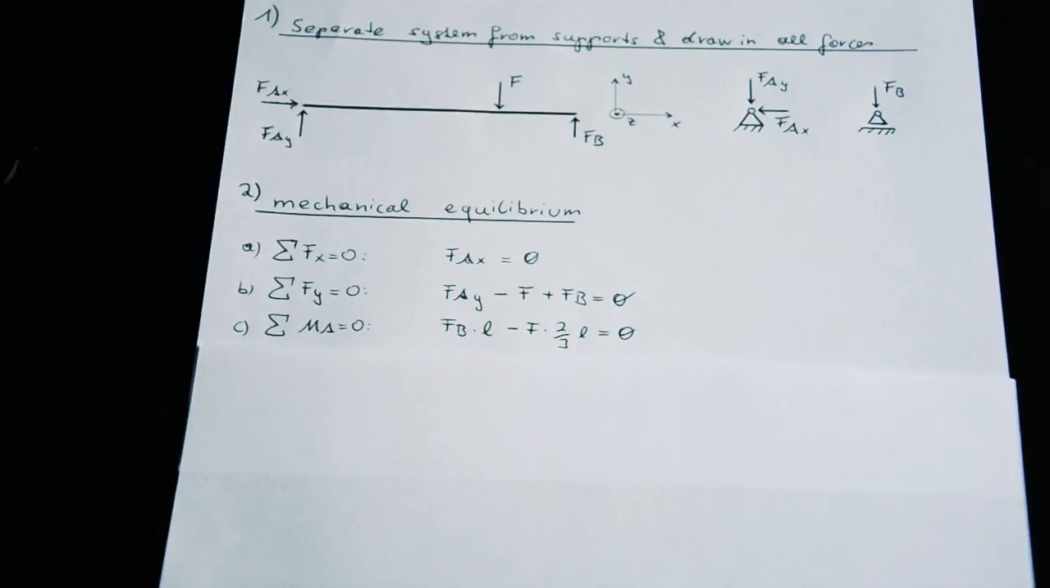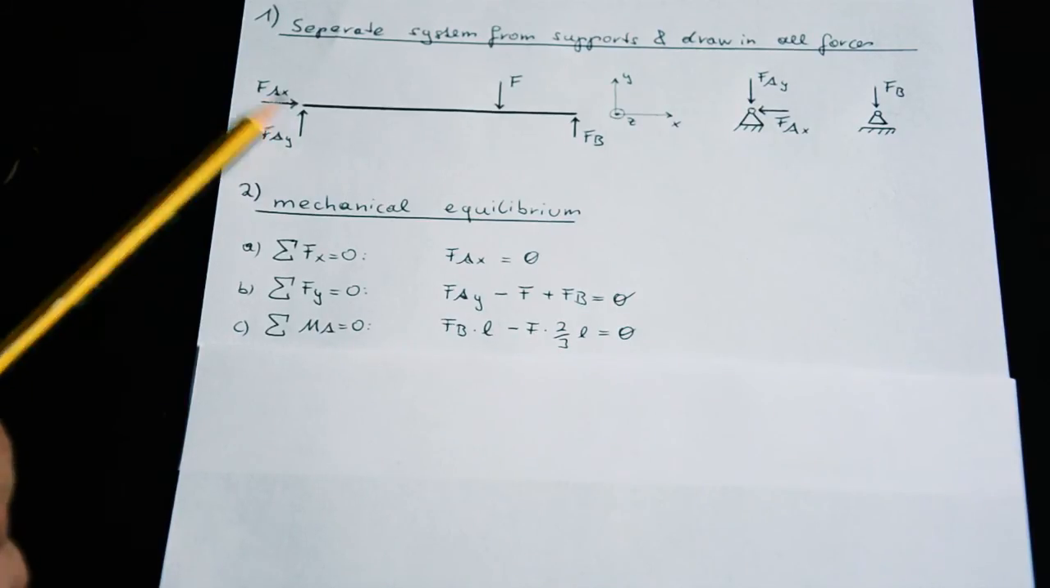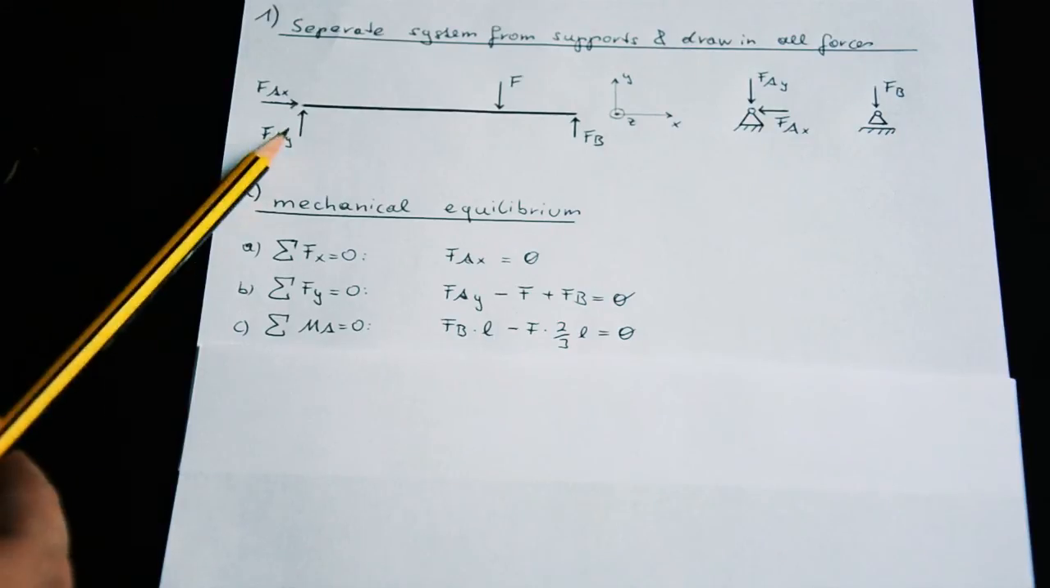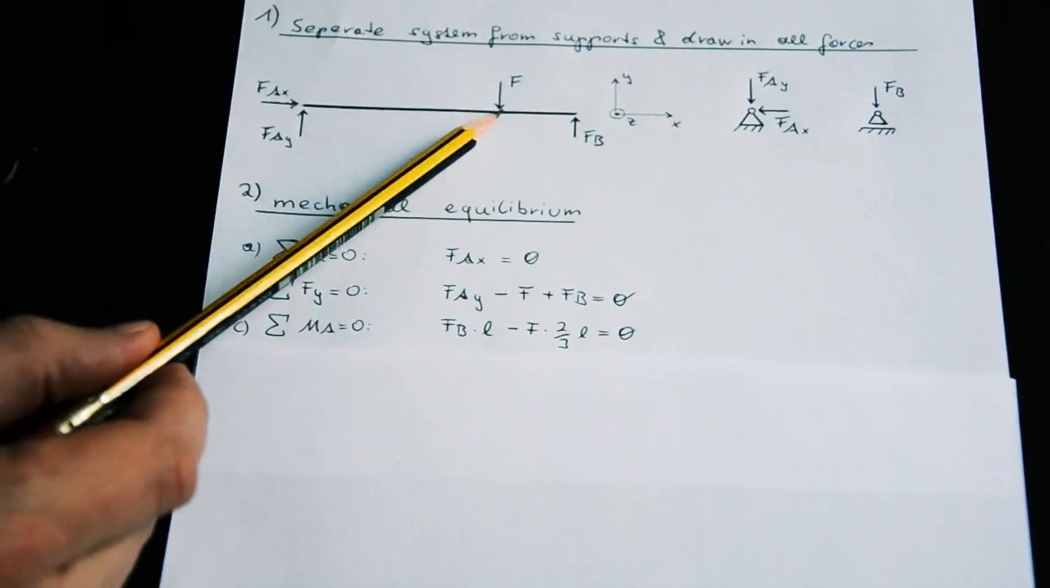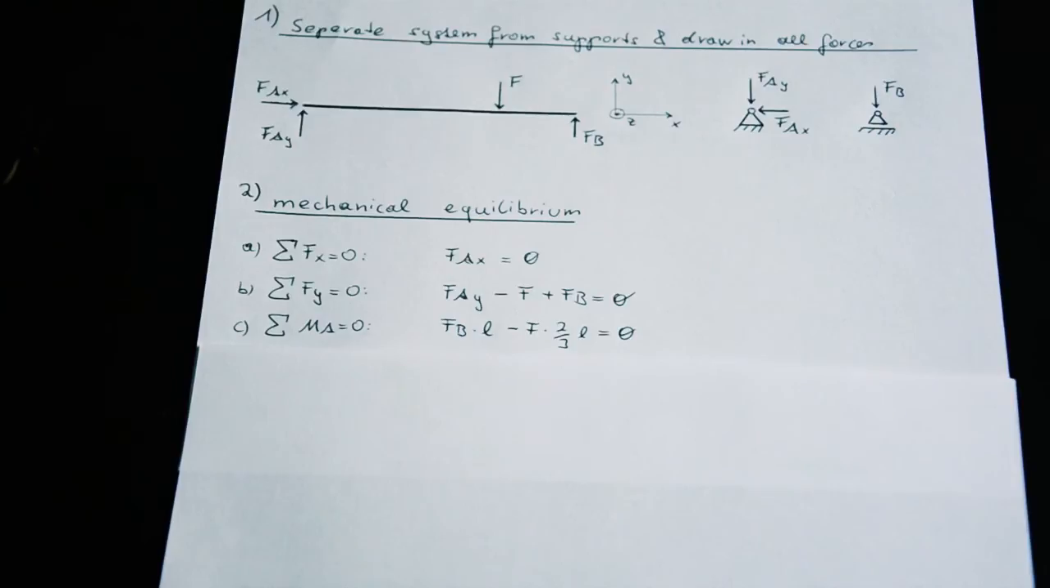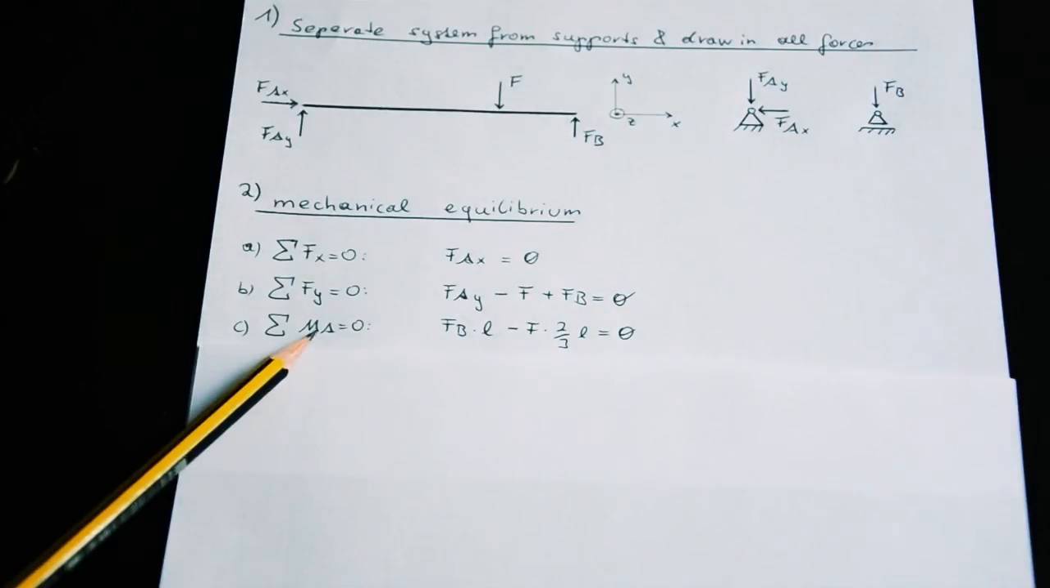In that case, a good choice would be point A, for example. Because at A there are 2 unknown quantities acting, Fay and Fax, and these 2 unknowns will not appear in our equation. Also point B would be a good point, because we will lose Fb, which also is an unknown force. This point would not be a good choice, because if we take this point for our moment equation, we will lose the only known force, and this is not very helpful. So let's take point A for our third equation.